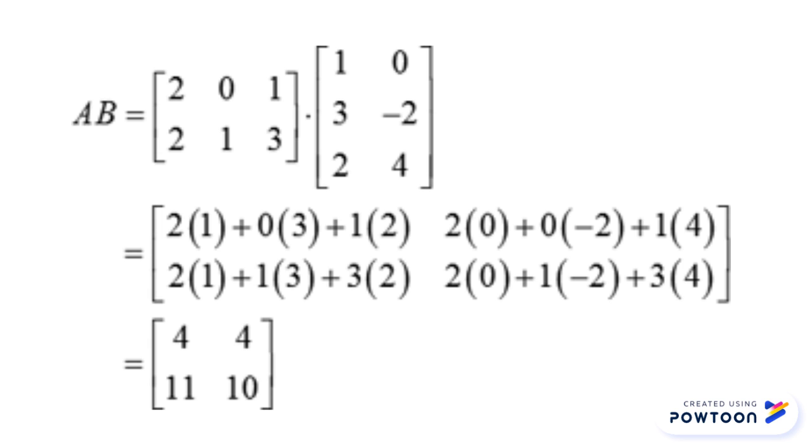Next, we'll multiply row 2 from A with column 1 from B. So now we'll get 2 times 1 plus 1 times 3 plus 3 times 2, which will give us the number in row 2, column 1, which is 11.